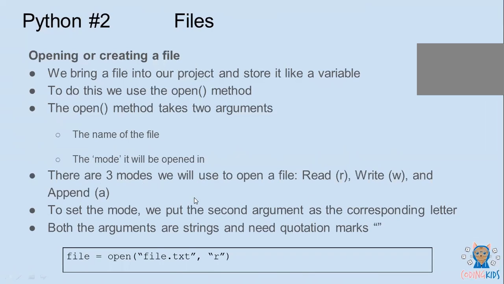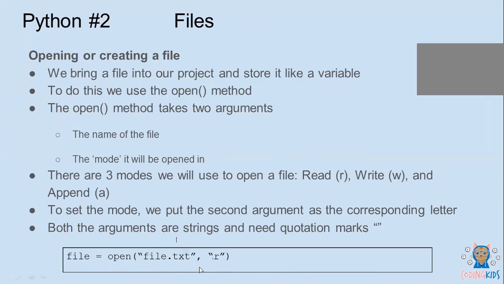To set the mode, we put the second argument as the corresponding letter. Both the arguments are strings. Just make sure that the arguments are strings and need quotation marks. So they should have speech marks or quotation marks, as we say. So both of these arguments, they are strings. So what is the first one? What's the first argument? A string. Yeah, that's a string, but what is it?